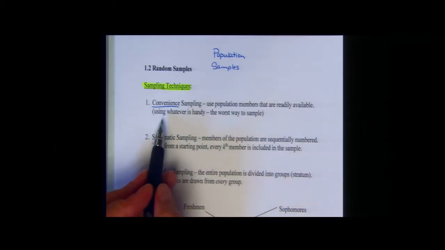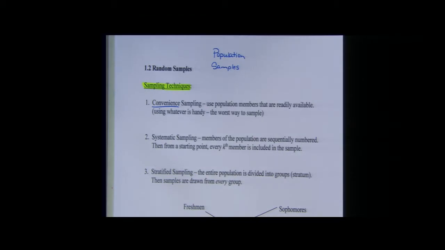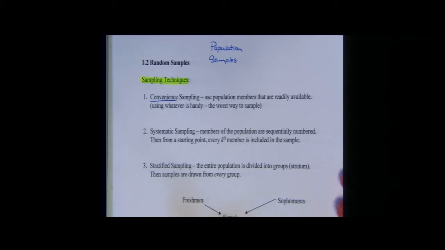An example of a convenient sample would be if I was doing a study on NOC students. If I had a room full of students in a particular class, I could just ask them because it's easy, it's quick, it's handy. So that would be an example of a convenience sampling technique.